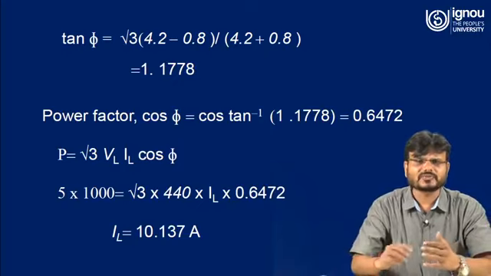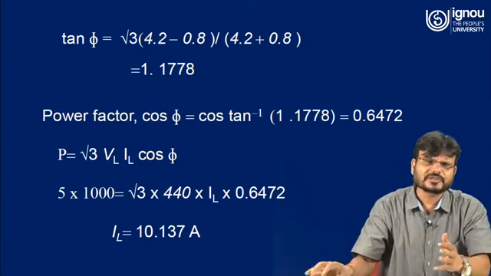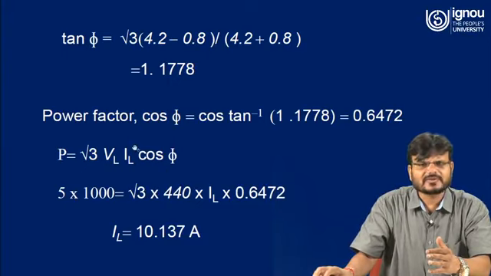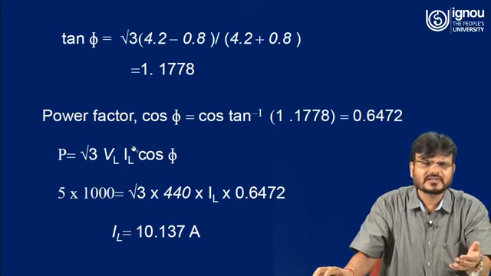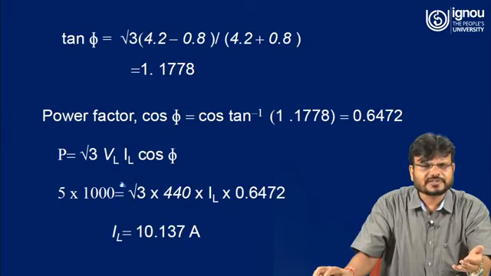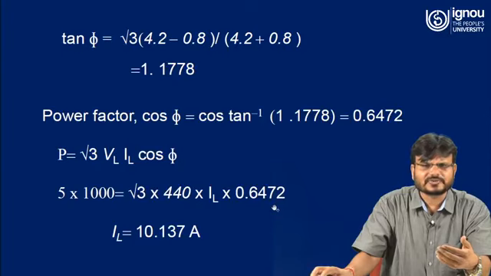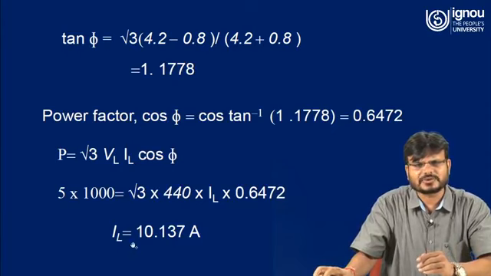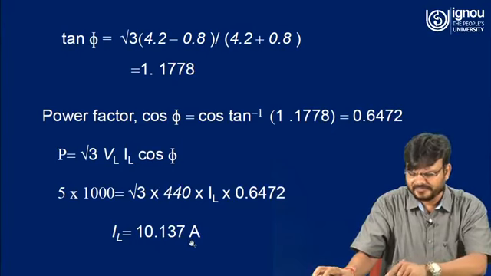Now we have to calculate the value of the load current. As you know, the formula of the three-phase power is P is equal to root 3 VL IL cos phi, and power is 5 kilowatt, which has already been calculated. So 5 kilowatt means 5 into 1000. Root 3 VL, where line voltage is 440, and IL you have to calculate, and the value of power factor cos phi is 0.6472. After solving, you are able to calculate the value of load current. IL is equal to 10.137 ampere.